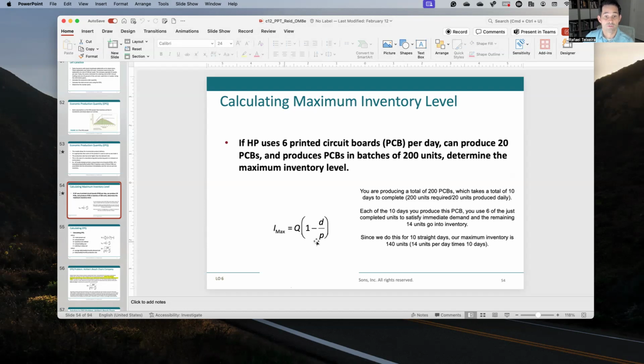Okay, so the formula that we're going to have now is this maximum inventory. This maximum inventory is the optimal quantity Q multiplied by 1 minus the ratio of the demand and production. The production is always bigger, and demand is lower. So what's the percentage of this demand that is being consumed from production? And then what remains is what is kept in inventory.